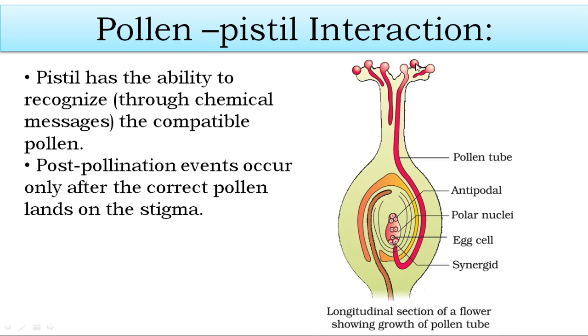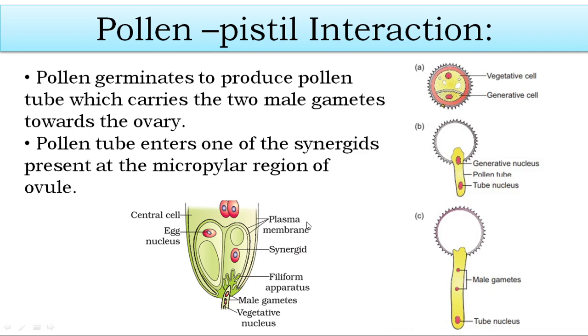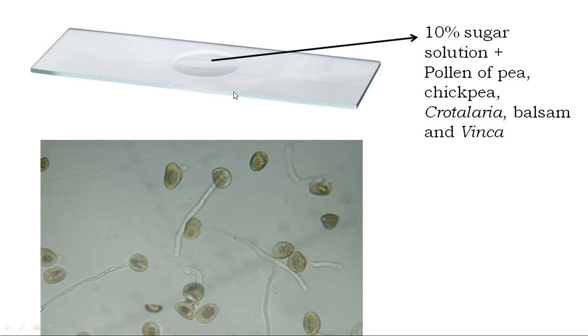When the correct pollen lands, it germinates, it sends out the pollen tube, and the pollen tube, it carries the two male gametes and the vegetative cell, right? And when it reaches the ovule at the micropilar region, it enters one of the synergids, right? So this is called as pollen pistil interaction. So you have to know the diagram, and you have to know the details of the pollen pistil interaction.